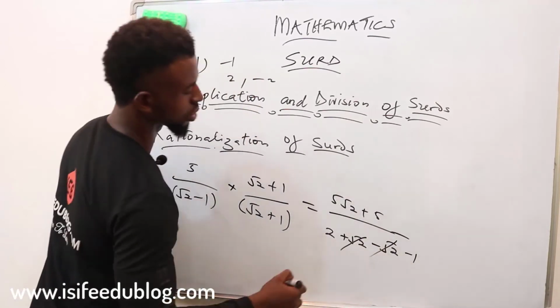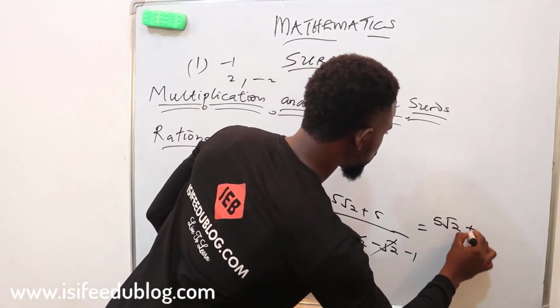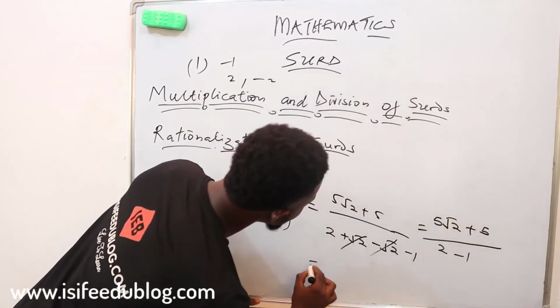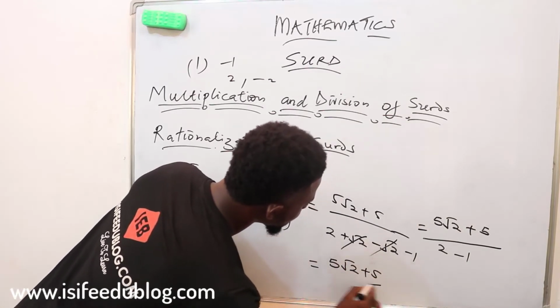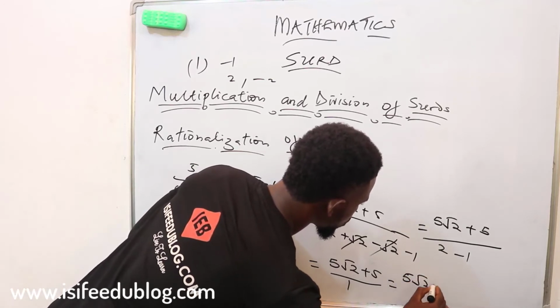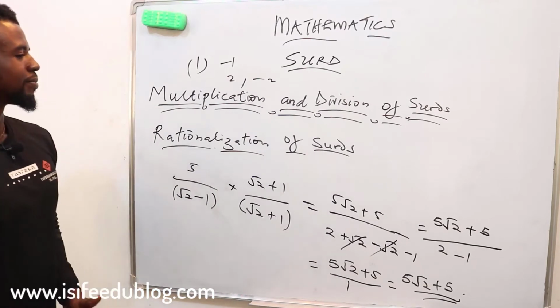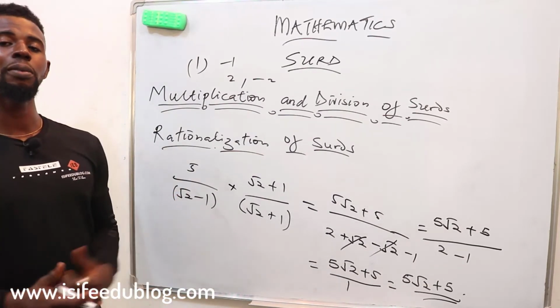This and this cancel out. To have 5 root 2 plus 5 all over 2 minus 1. So this simply is 5 root 2 plus 5 all over 1, which is still 5 root 2 plus 5. Final answer. Okay, so that is basically what rationalization of SURDs is all about.